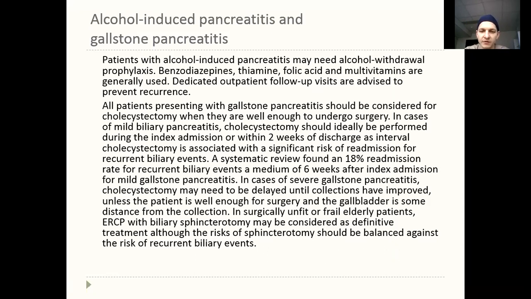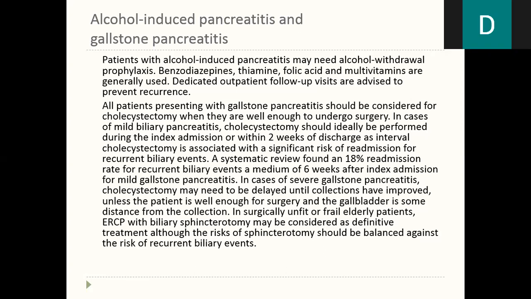A systematic review found an 18% readmission rate for recurrent biliary events, a median of 6 weeks after index admission for mild gallstone pancreatitis. In cases of severe gallstone pancreatitis, cholecystectomy may need to be delayed until collections have improved, unless the patient is well enough for surgery and the gallbladder is some distance from the collection.